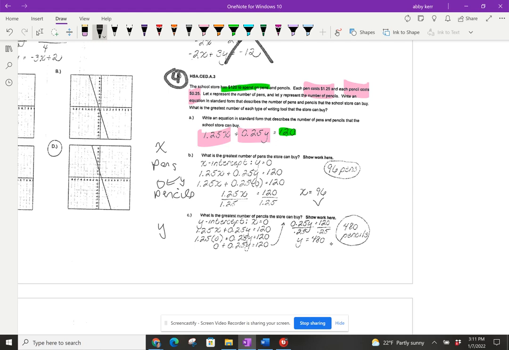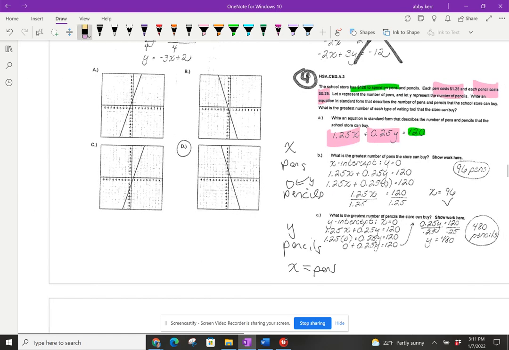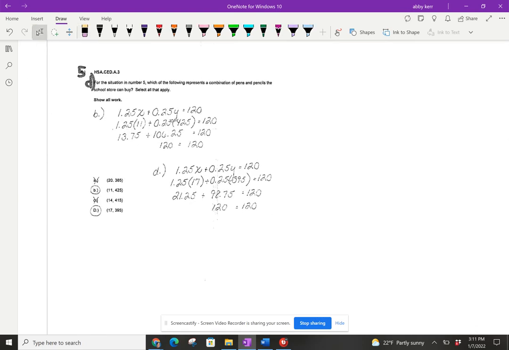And then you're going to do the same idea for the greatest amount of pencils. So then we don't want to buy any pens. So that's why our x equals 0 for that one. One strategy you can do to see which ones are correct is plugging in the x value, 11 into x, 425 into the y value, and notice that we are getting a true statement, so that means that's correct.